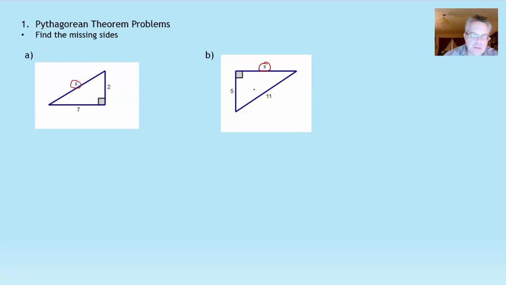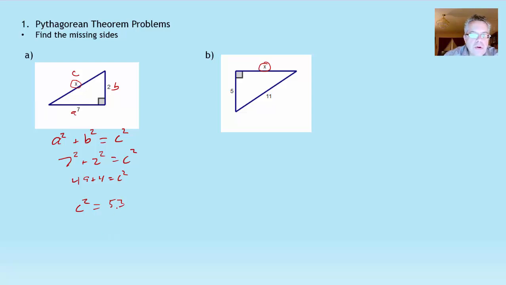Okay, so let's solve the first one. So realizing that x takes the role of C, we can let A be 7 and B be 2. A and B are the legs, C represents the hypotenuse. So the theorem says that the square of A plus the square of B is the square of C. A squared plus B squared equals C squared. So 7 squared plus 2 squared equals C squared. And we get 49 plus 4 is C squared, or C squared equals 53.